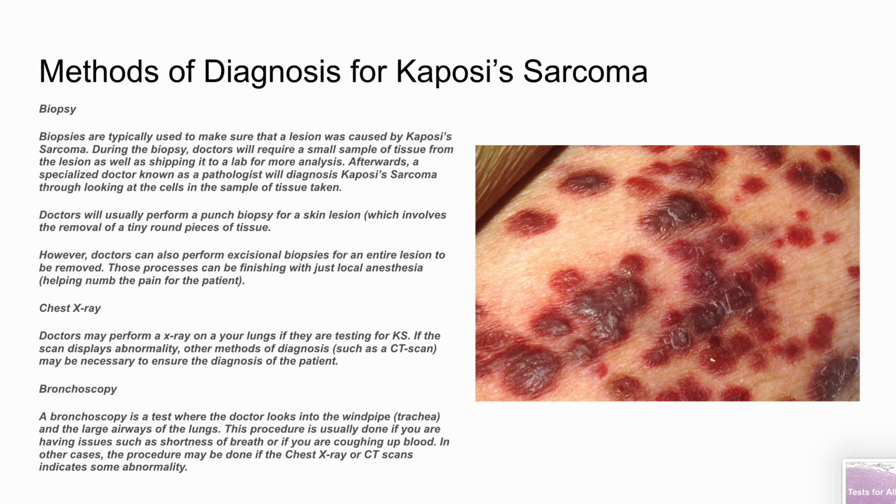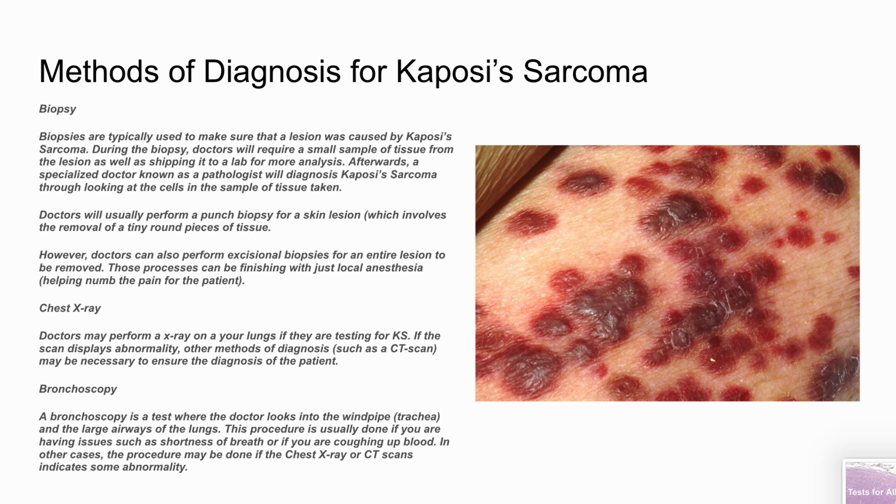A chest X-ray may also be conducted on your lungs if they're testing for KS. If the scan displays abnormality, other methods of diagnosis, such as a CT scan, may be necessary to ensure the diagnosis of the patient. Now, another method of identification would be bronchoscopy.